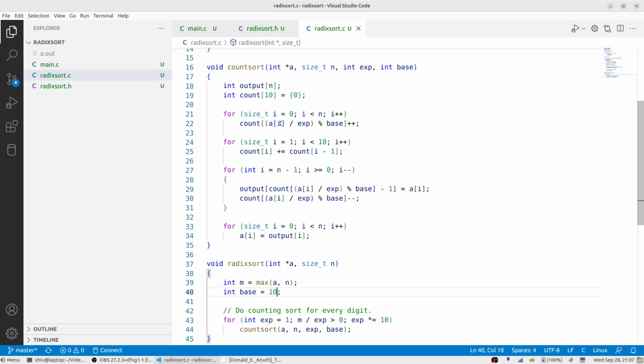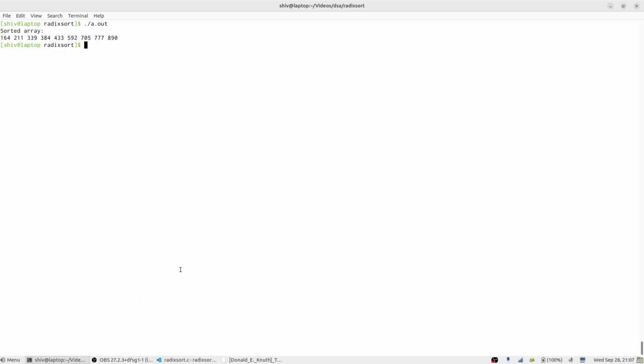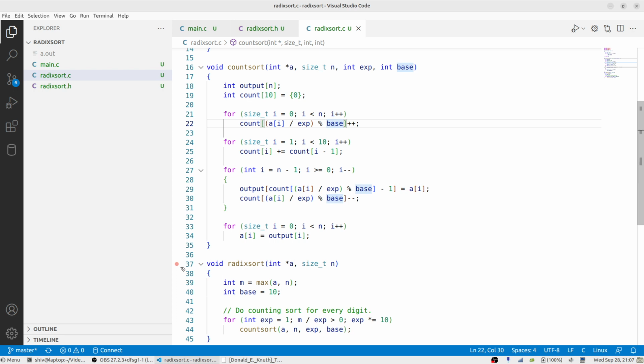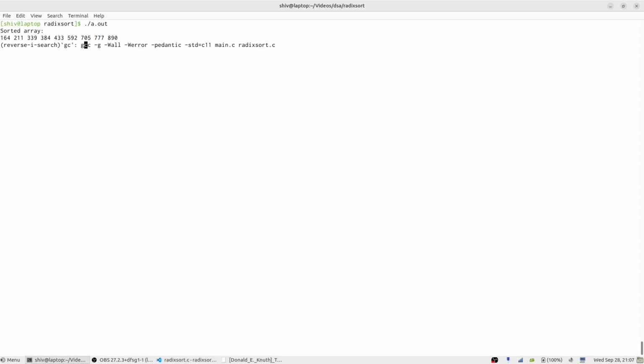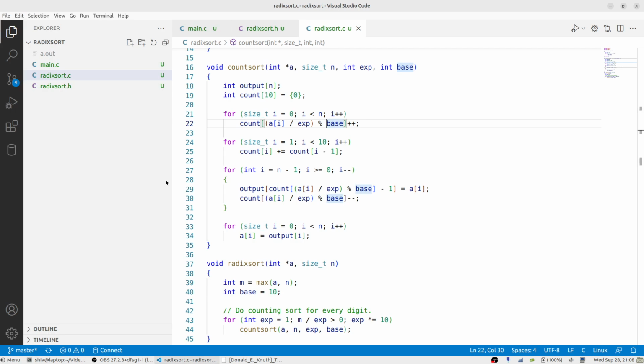So you see how the counting sort is working. It is actually acting on that particular digit, because we are taking modulo of base. So it operates on that particular digit of A[i]. Let's see this in action again. Let's see if base is 10. Base is 10. Let me compile this again and see if it works. Yeah, it's the same result.